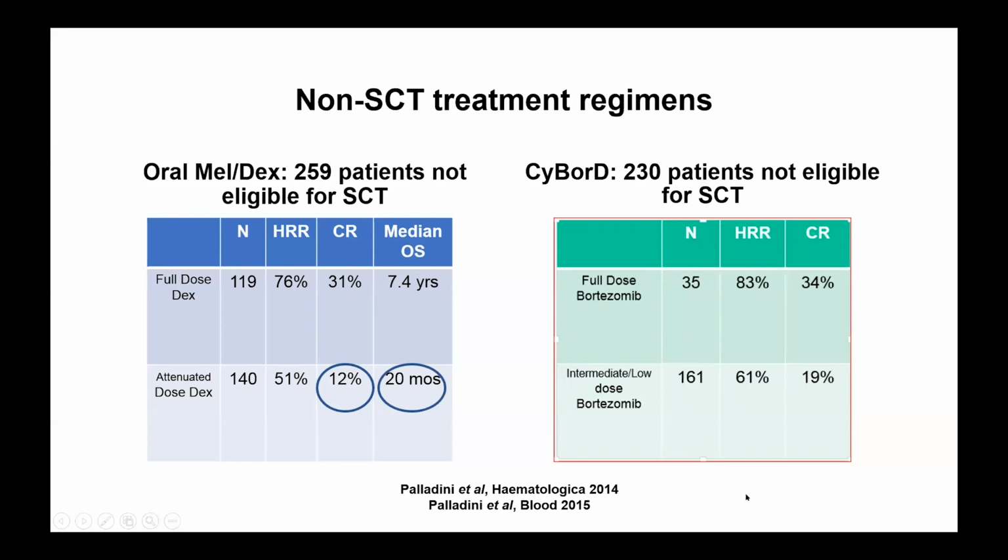230 patients who were not eligible to receive stem cell transplantation were treated with the cyclophosphamide, bortezomib, dexamethasone, CyBorD regimen. When intermediate or low dose bortezomib, which is weekly bortezomib at 1.3 milligrams per meter square, was used, which is the most commonly used regimen in the United States of America, the complete hematologic response rate was 19%.